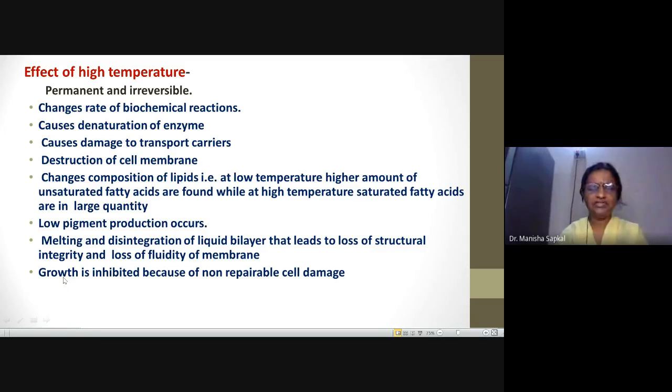The last one is that growth is inhibited because of non-repairable cell damage. Once the cell gets damaged due to the high temperature, these damages cannot be repaired again. So that effect is an irreversible effect. That is about the effect of actual high temperature.